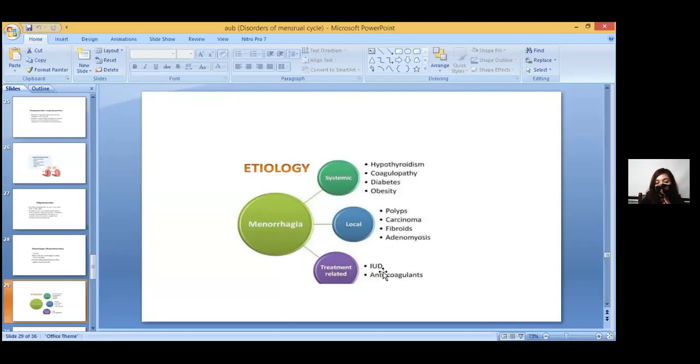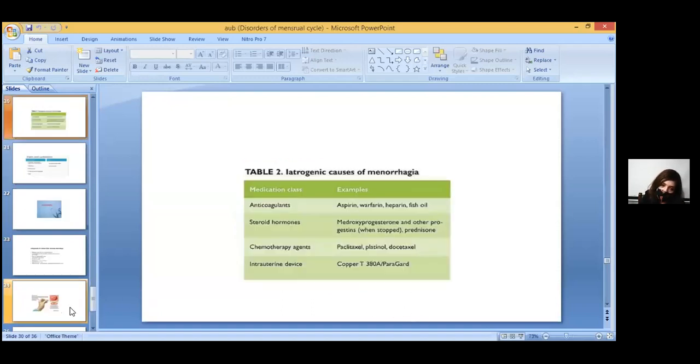I'm so sorry, I have not entered C in this. IUCD means intrauterine contraceptive device. It is a device that we place inside the uterine cavity for the purpose of contraception. So whenever we place the intrauterine contraceptive device, there are chances that the patient may bleed heavily, but cycles will be regular. And if the patient is on some anticoagulant therapy, okay. So these are the medications that can lead to heavy menorrhagia. Anticoagulants like aspirin, warfarin, heparin, steroids, hormones, or chemotherapeutic agents, or the intrauterine contraceptive devices.